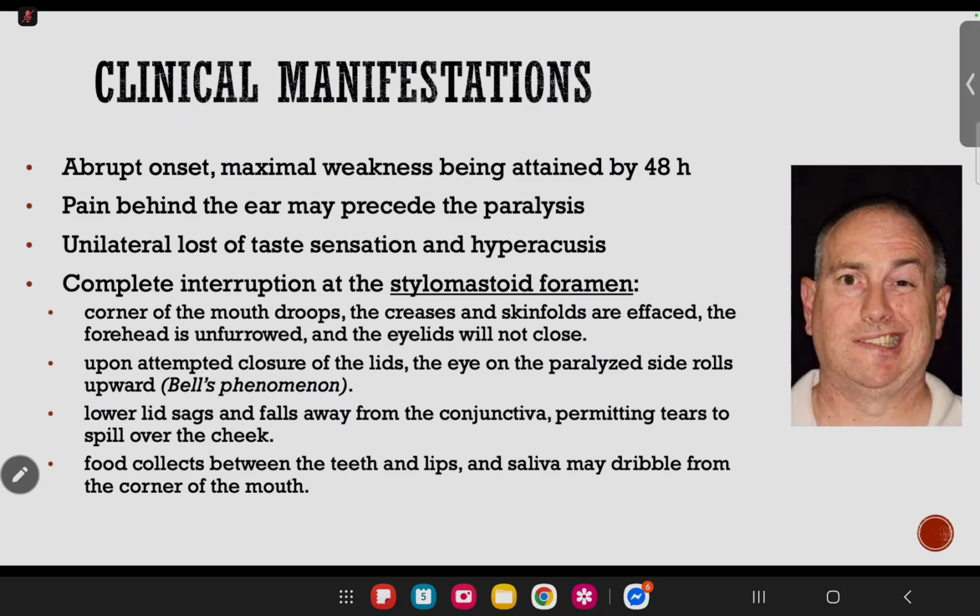So upon attempted closure of the lids, the eyes on the paralyzed side roll upward. This is known as Bell's phenomenon. And the lower lid sags and falls away from the conjunctiva, permitting tears to spill over the cheek. Food also collects between the teeth and lips, and the saliva may dribble from the corner of the mouth. And remember that the taste is intact in patients with Bell's palsy.